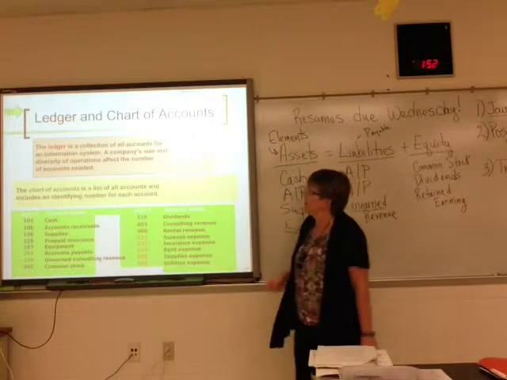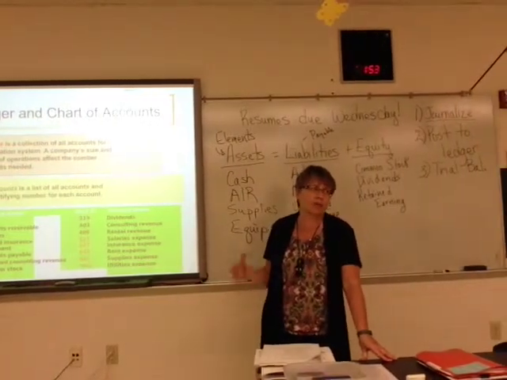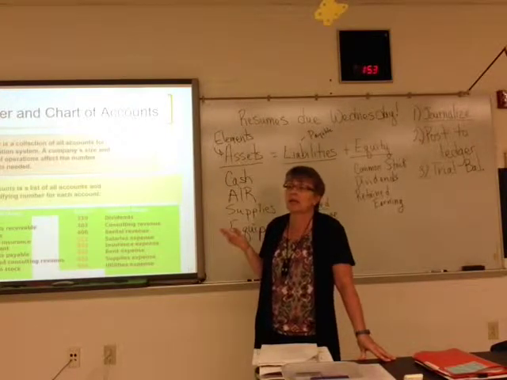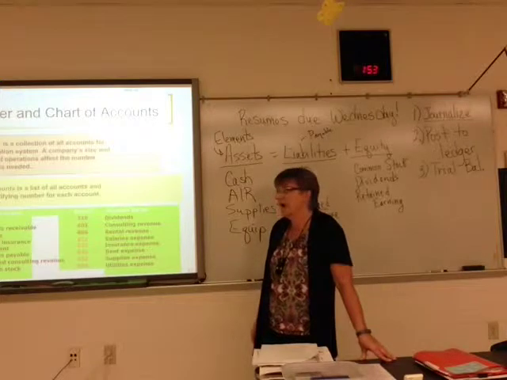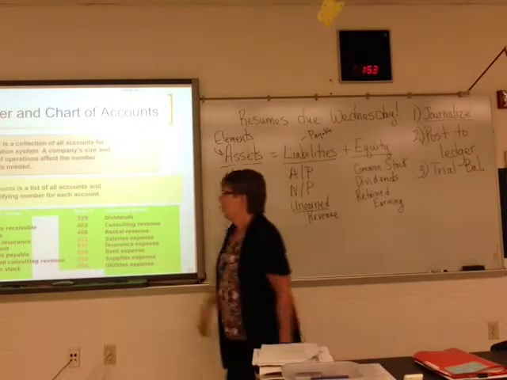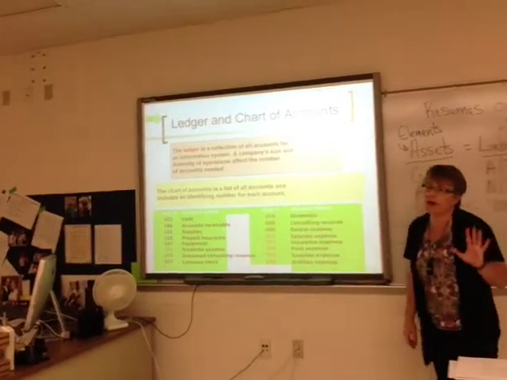Gotcha. Alright, so the ledger and the chart of accounts. We're gonna always have, when we start a big problem, a chart of accounts. It will list all of the accounts that that business uses, and the accounts are numbered. Cash is always 101, and then they usually go up by 5 or 10.